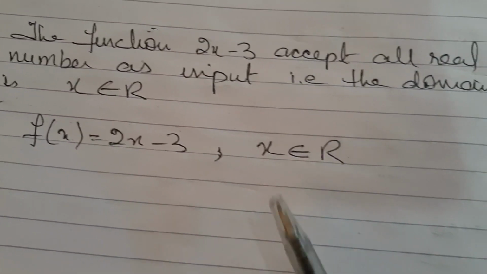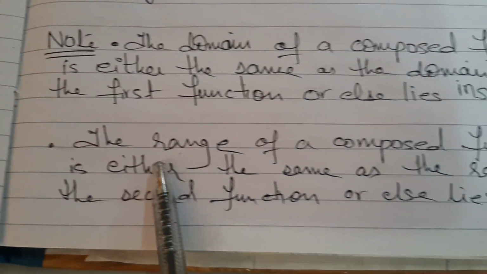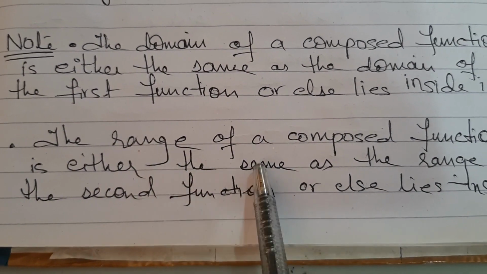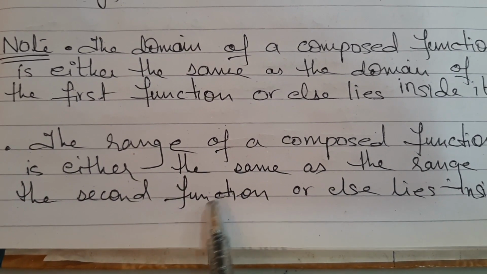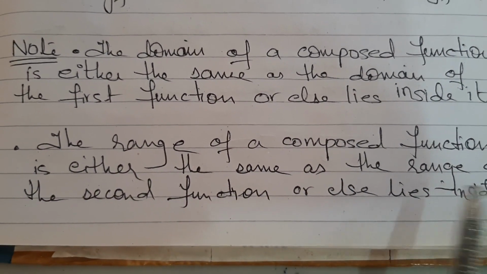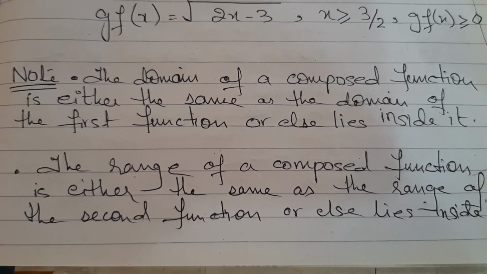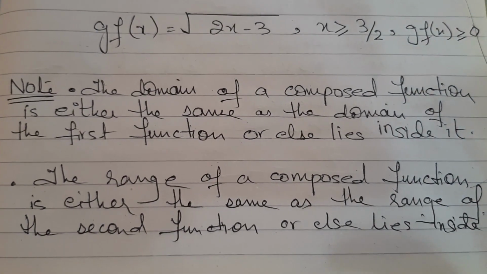It lies inside, right? And the second thing, the range of a composite function is either the same as the range of the second function or it lies inside. So these are two shortcut ways to remember it. But we will see logically again and again the same concept. So let's see example 2.